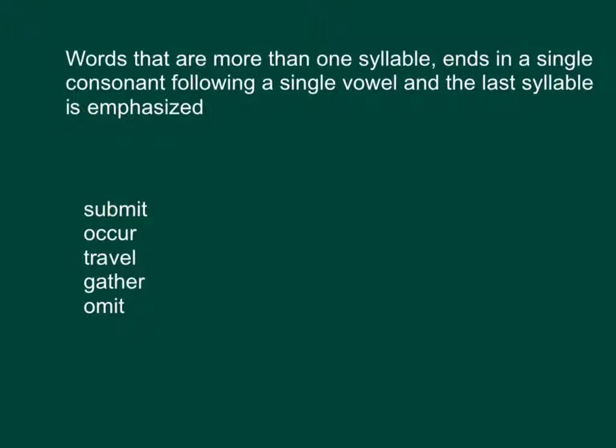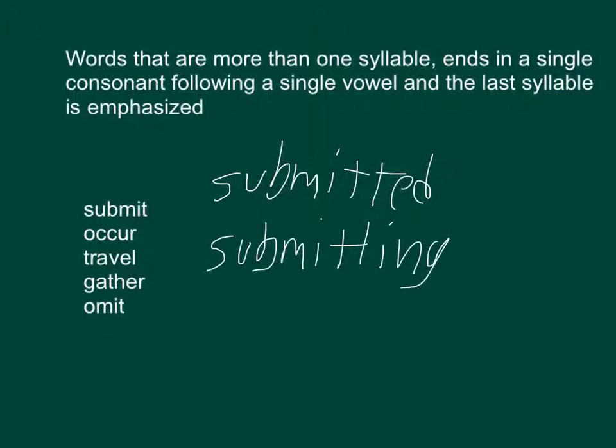This is number 6 for today's activity. And if I have submit, you can write this in your activity page, then I'm going to double the T for submitted. And there, submitting magically appears. Isn't that beautiful? So go ahead and put submit, submitted, submitting into your writer's notebook, and then do that as number 6 in your activity page, and then make occur, travel, gather, and omit numbers 7, 8, 9, and 10.